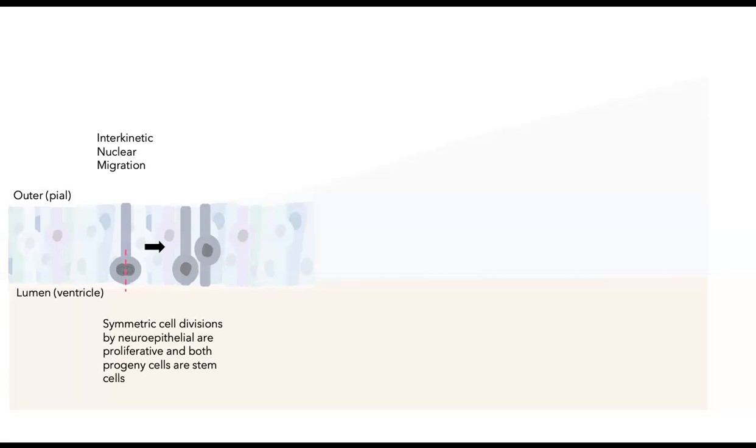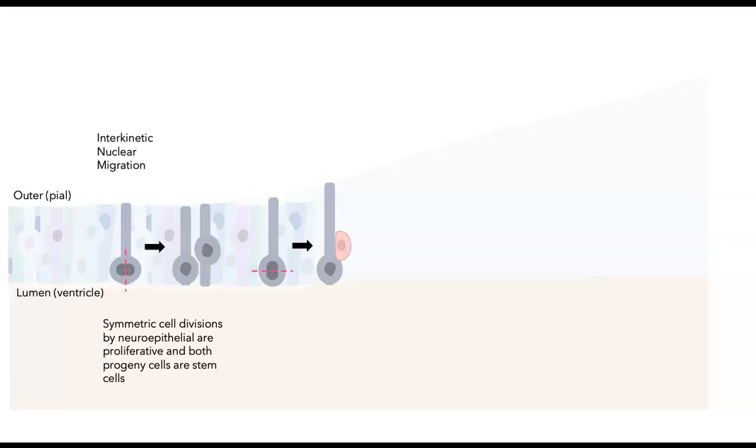Okay. Now, as development continues, sometime around week 7 in humans, we start to see another type of division. And what happens here is the neuroepithelial cells still go through this interkinetic nuclear migration where they migrate up, replicate their DNA, and then return back to the surface. But now when they undergo mitosis, the cleavage plane forms in the horizontal axis. And when these cells divide, we get one neuroepithelial cell, but the other daughter cell looks different.